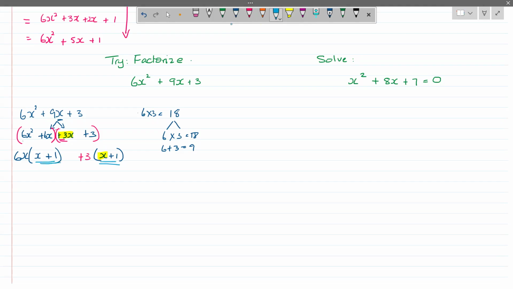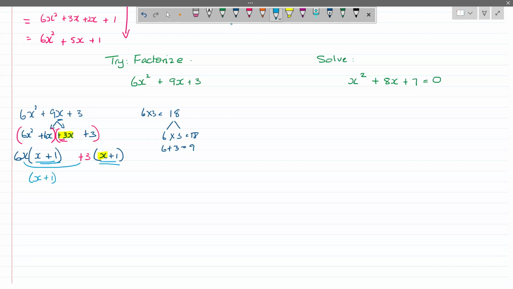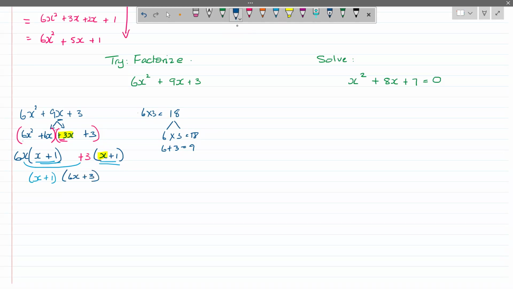So I could actually factor that bracket out, x plus 1, and put these two terms in our bracket. So I get 6x plus 3. And that's our factorization of 6x squared plus 9x plus 3.